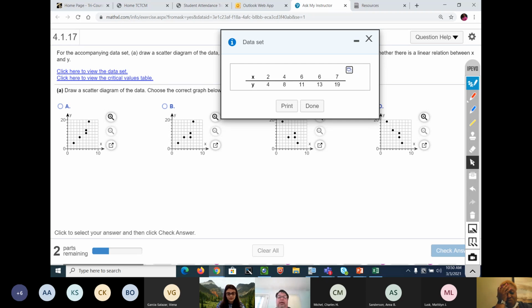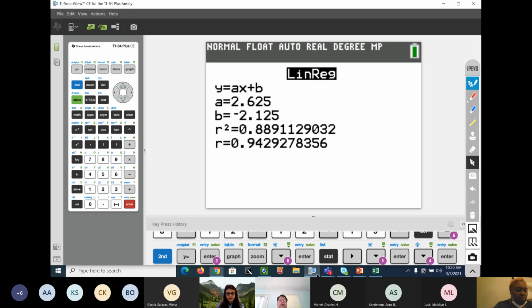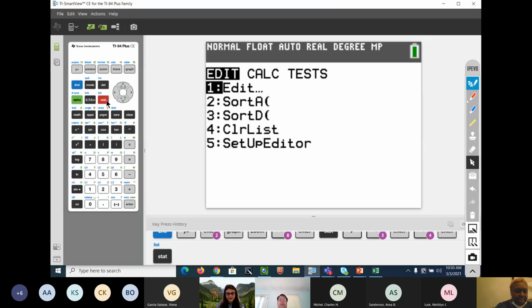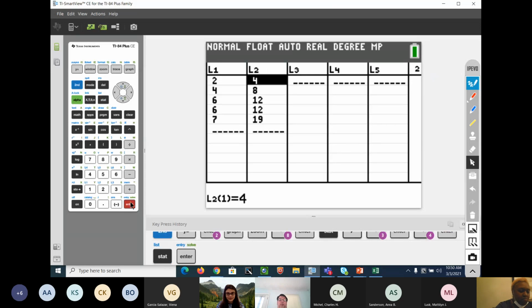4, 8, 11, 13, and 19. All right, so I'm going to take my handy dandy calculator. I'm just going to do it on the calculator because that's what everybody's got. Stat, edit, and I don't know if the X's are the same. 2, 4, 6, 6, 7, they are.